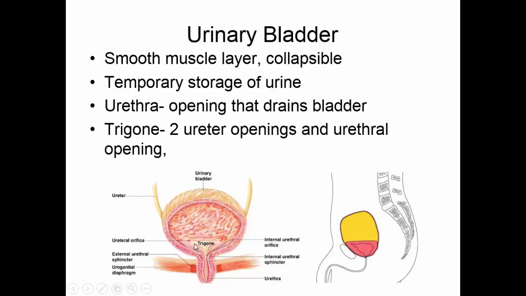There are two other openings, the two ureter openings. Notice how the ureters come down behind and urine fills the bladder from the bottom up. This is another thing that helps prevent backflow. These three openings describe an area in the bladder known as the trigone.